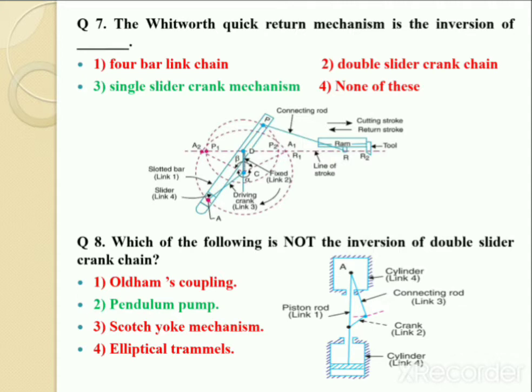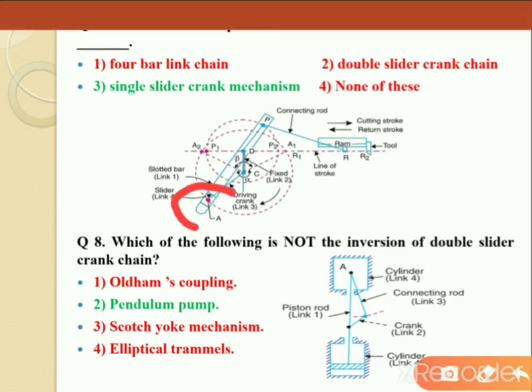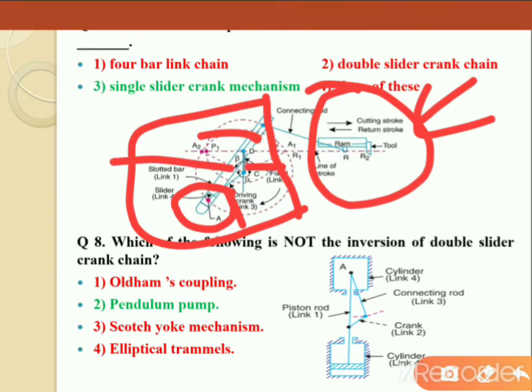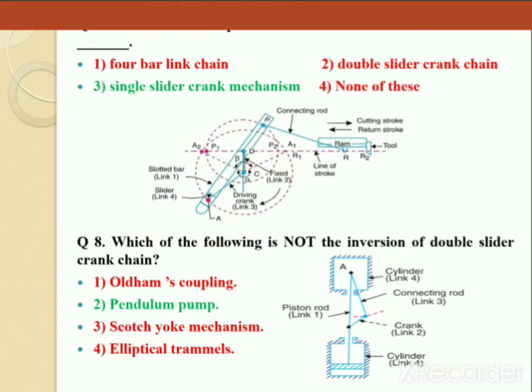Question 7. The Whitworth quick return motion mechanism is the inversion of. You can simply see here a single slider exists. No other slider exists in that mechanism up to that point. That is the mechanism actually, not this portion. This portion is the input portion. So here you can see 1, 2, 3 and that link and that bar, it's 4. Number of links is 4 here. So it's a 4 bar single slider crank mechanism. So option 3 is the correct answer. Let's come to the next question 8.